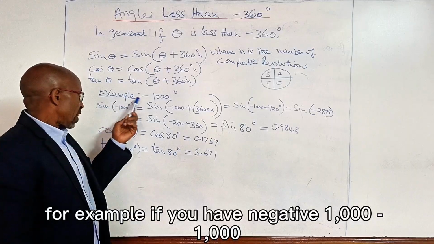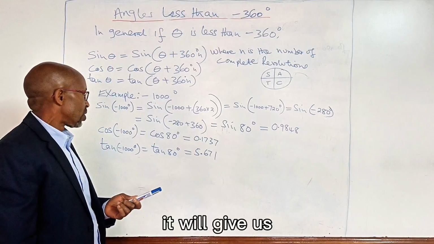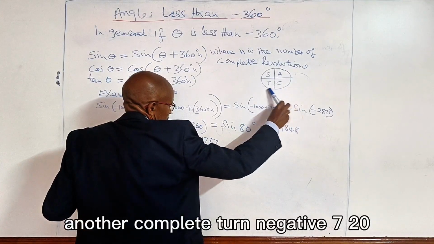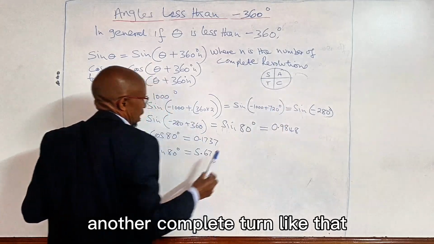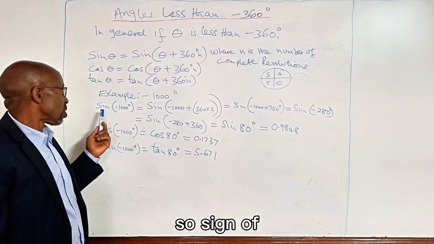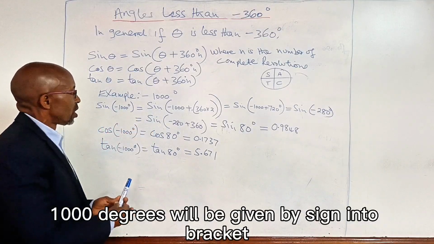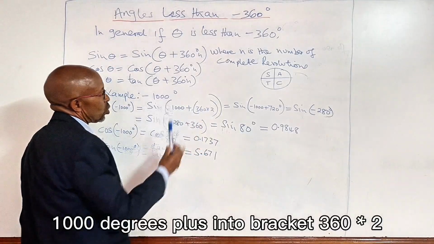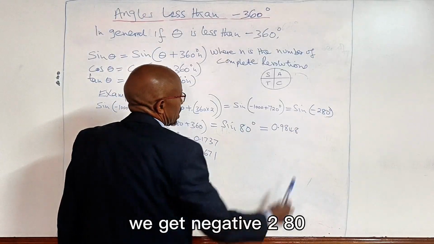For example, if you have negative 1000, it will give us one complete turn negative 360, another complete turn negative 720, so it will be more than 2 complete turns. So sine of negative 1000 degrees will be given by sine into bracket negative 1000 degrees plus into bracket 360 times 2, which is 720. When you add, we get negative 280.